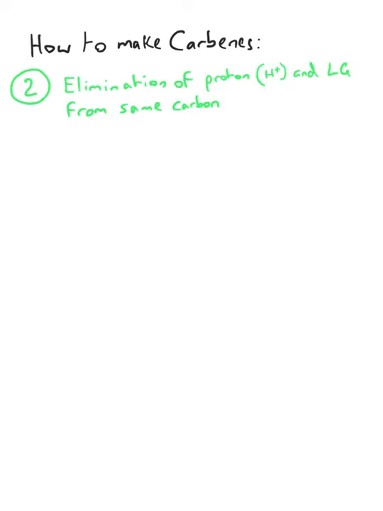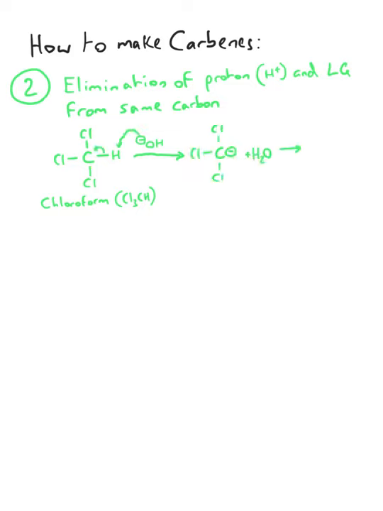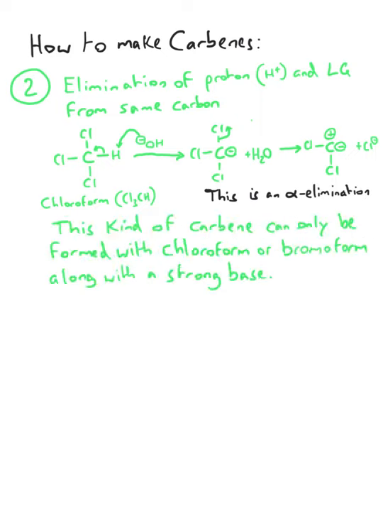The second method is the elimination of protons and a leaving group from a single carbon. So for example, if we happen to have chloroform and add a strong base to it, we can deprotonate to form this trichlorinated carbanion. If we are then able to make a chloride leave also, we will form a dichlorinated carbene. This is referred to as an alpha elimination, and it can only be done, in this case, with chloroform or with bromoform in the presence of a strong base.